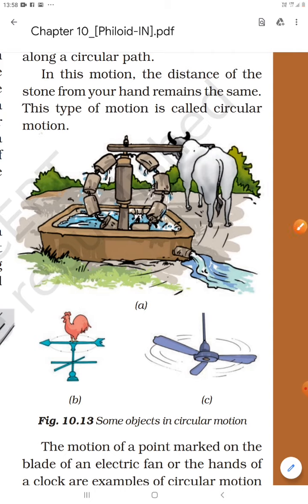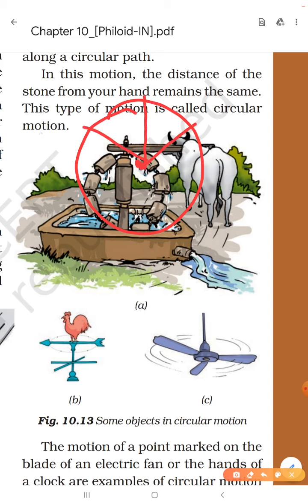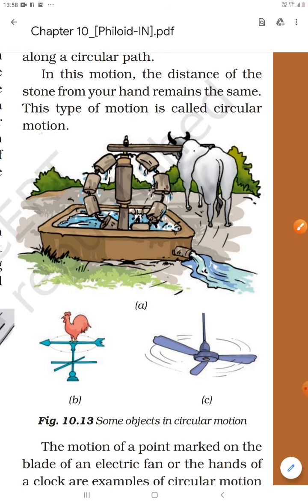Now the second thing is circular motion. Do you know about a circle? In a circle there is a center, and the distance between this center and this point always remains constant. Such a shape is called a circle. So now we are talking about the second type of motion, which is circular motion. At first let me give you an example of circular motion.